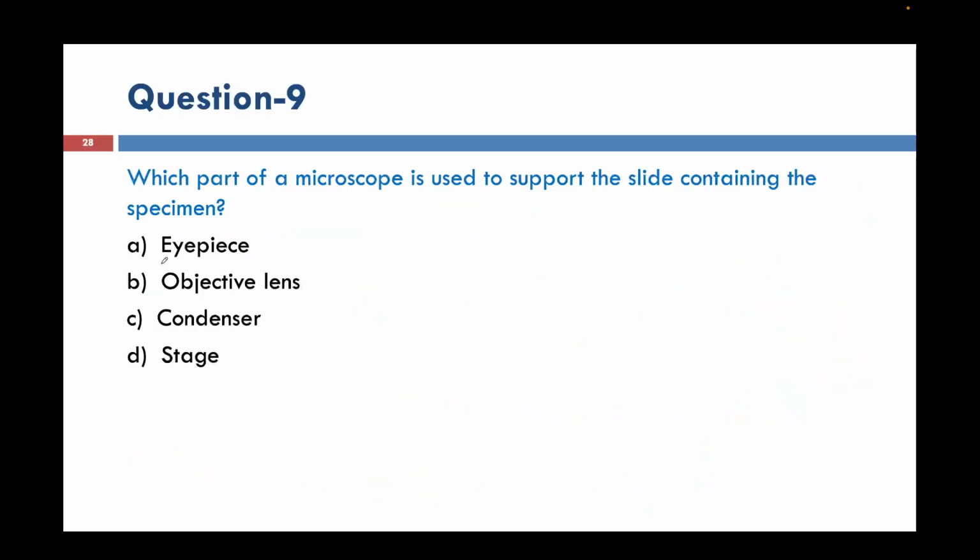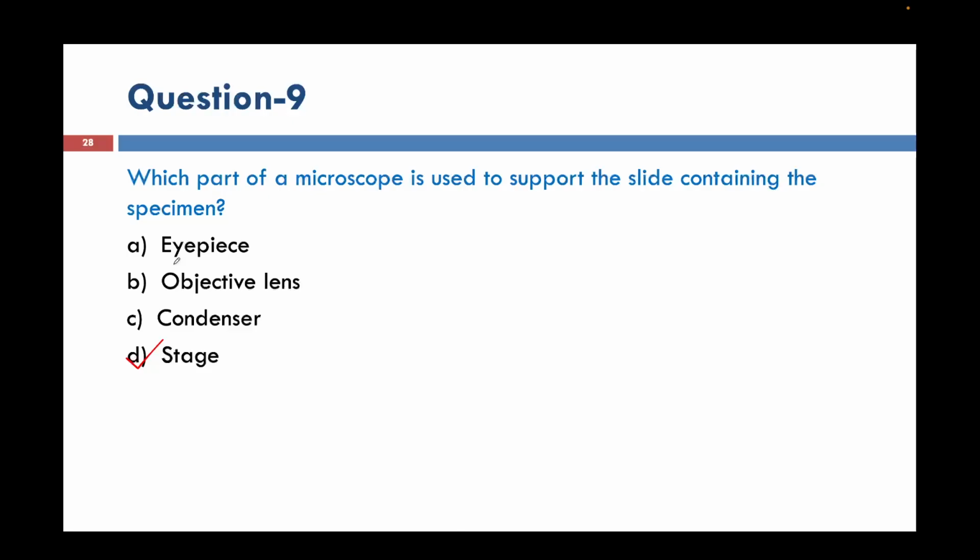Okay, so question number 9: which part of a microscope is used to support the slide containing the specimen? This is the easiest question. So the answer will be, anyone? D, sir. D, yes. So in the specimen stage we keep our sample. So here stage is the answer, but we will also see a little what the eyepiece does.